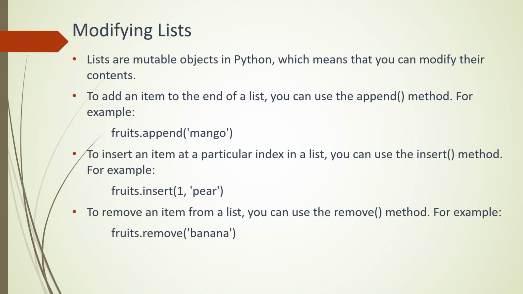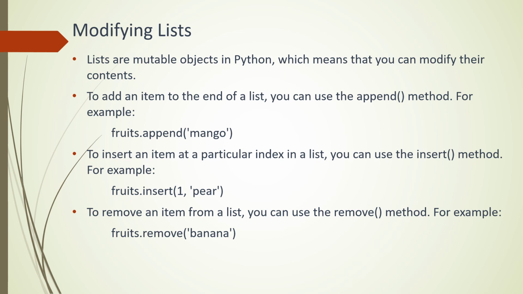And if you wanted to insert an item at a particular index, in this case index 1, we say fruits dot insert, and then inside the bracket you say index 1 comma, and then you specify the name of that fruit that you want to add to the list, which is pear. So the new list has 4 items: apple, and then pear, the one that has been inserted, and then banana and orange.